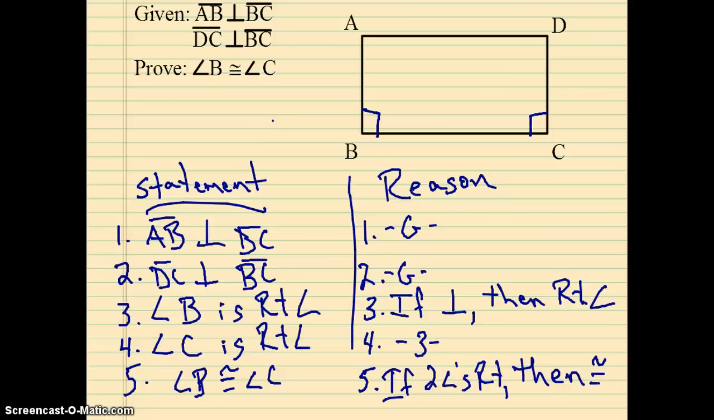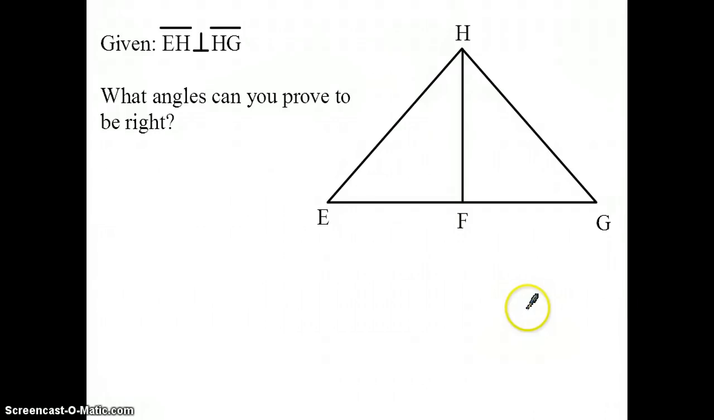Okay, let's take a look at this next example. If we're given that EH is perpendicular to HG, let's digest this information a little bit. EH is perpendicular to HG. What angles can you prove to be right? Well, I know immediately most of you are probably looking down at F, saying, wow, that really looks perpendicular. It may look perpendicular, but we are told nothing about F. We're only told that EH and HG are perpendicular, so we can only prove that angle EHG is right. That is it.